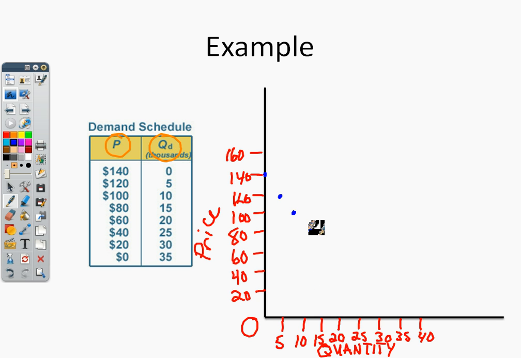Try to be as accurate as possible. It is difficult without graph bars, however it can be done. 60 and 20. 40 and 25. 20 and 30. And finally, at $0, people would demand 35 units of this product.